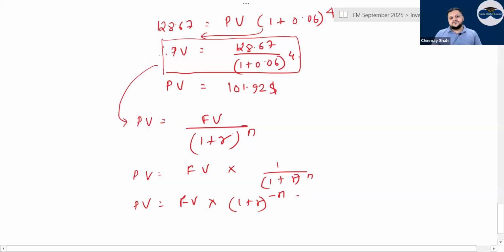Now sir, every time doing future value divided by 1 plus rate raised to n, pressing equals 4 times, is not required. Because if you look at your book, the discounting formula is given to you.